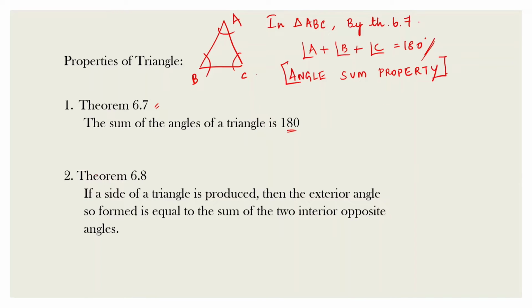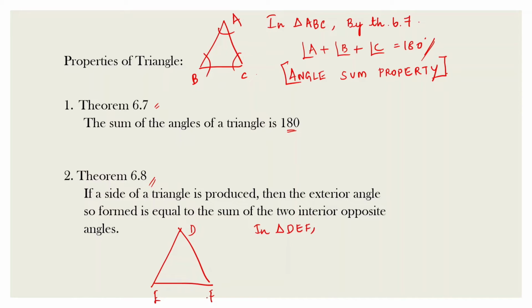Next, let's look at theorem 6.8. It states that if a side of a triangle is produced, then the exterior angle so formed is equal to the sum of the two interior opposite angles. Let's take triangle DEF.